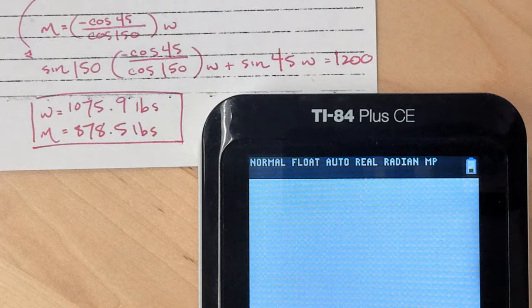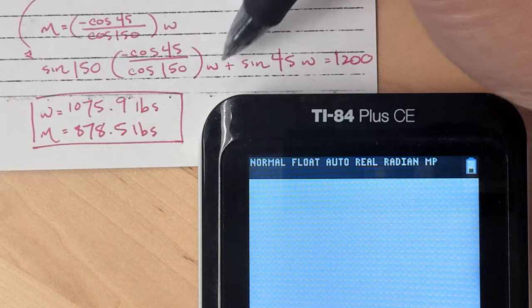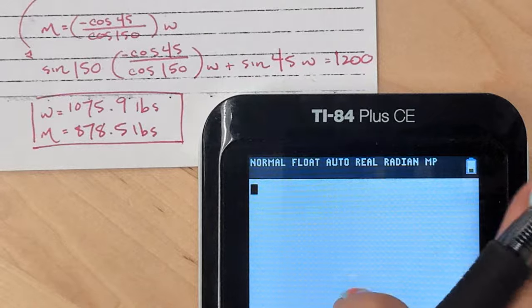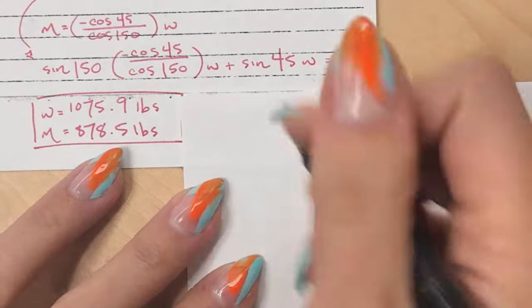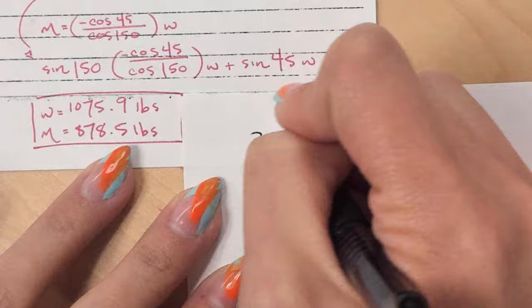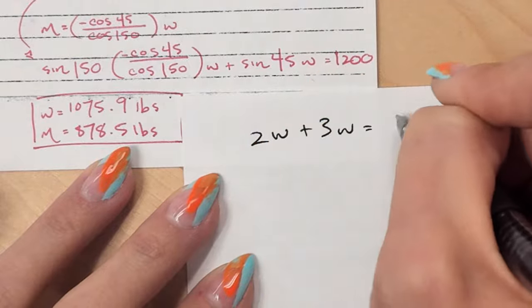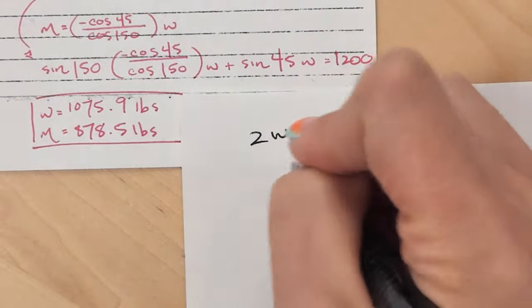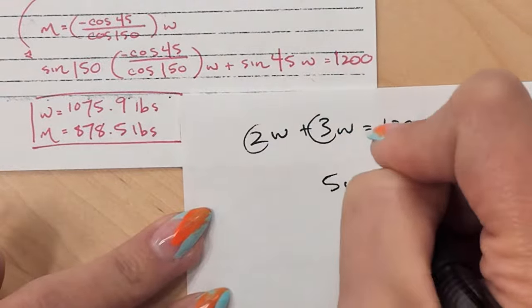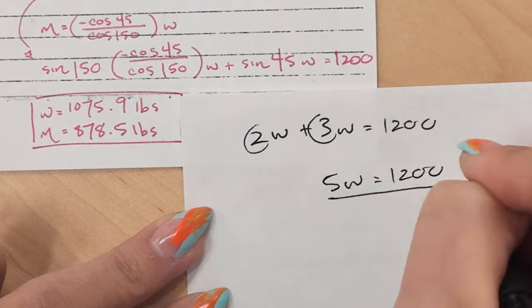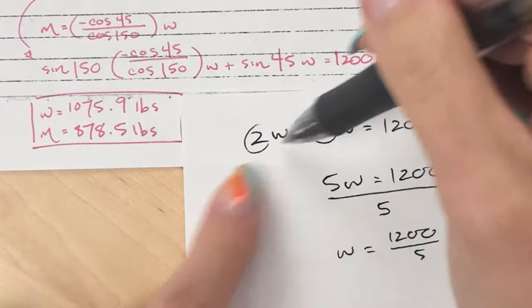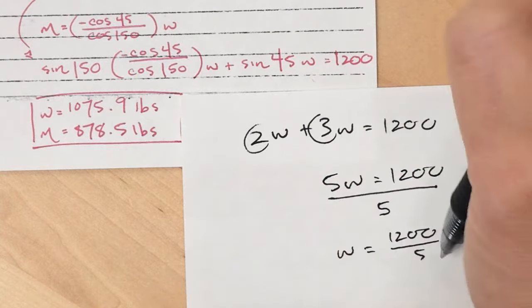If we want to think about it an easier way, what would we do if we had something W plus something W equals blah, blah, blah? I'm going to make up an easier equation: 2W plus 3W equals 1200. Okay? So how would I solve for W? Well, I would add these values and I would get 5W equals 1200, and then I would divide by 5. So W equals 1200 divided by 5.